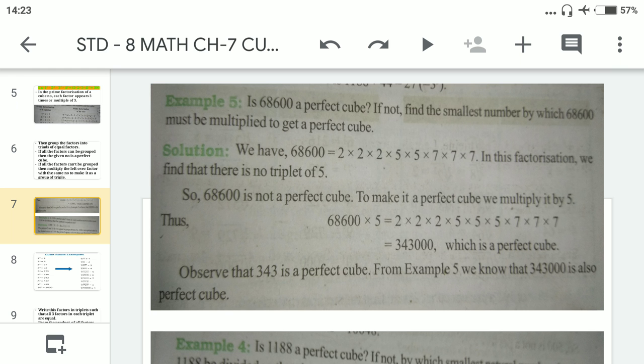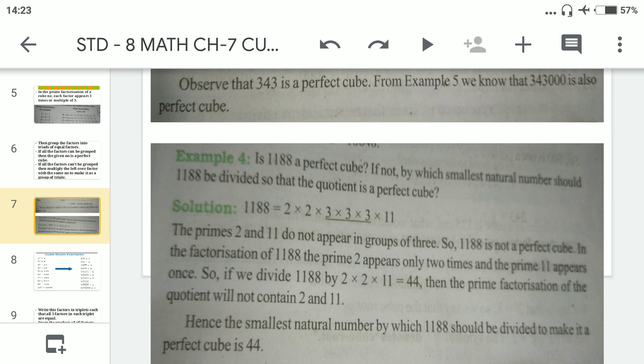After multiplying by an extra 5, you are getting 343,000. So we can say 343,000 is a perfect cube. Alright, so we can say that if you multiply by 5, we are converting that number into a perfect cube number. Now you see the next example.